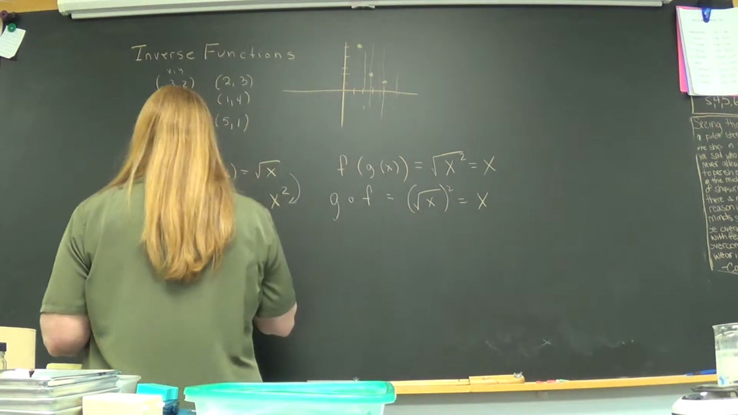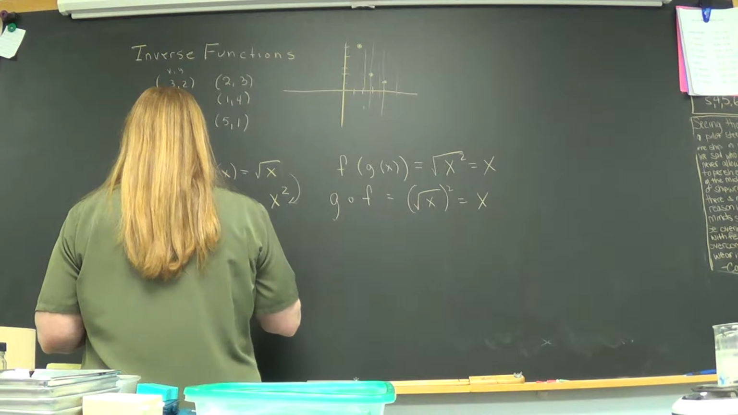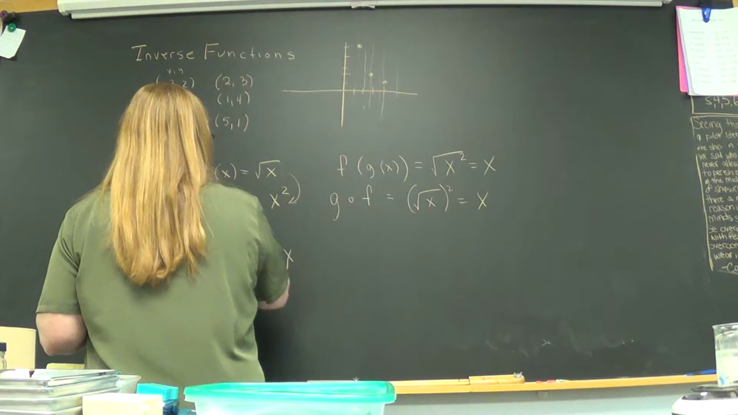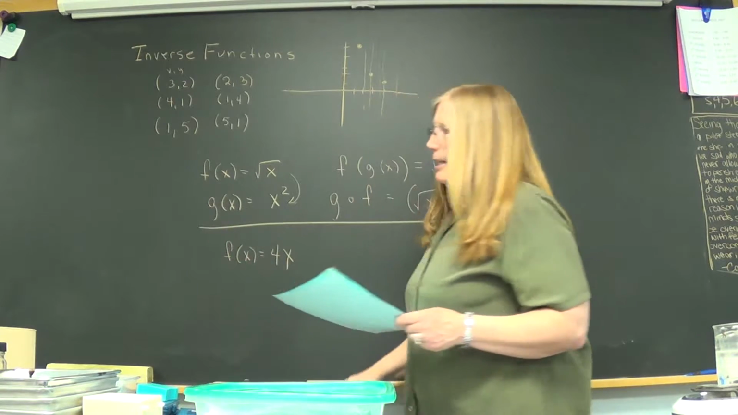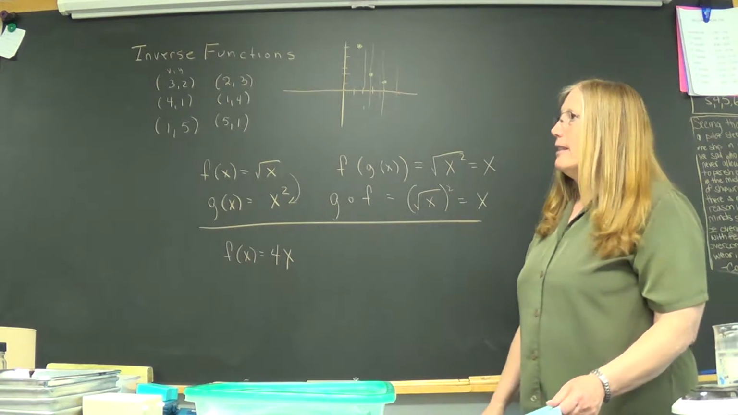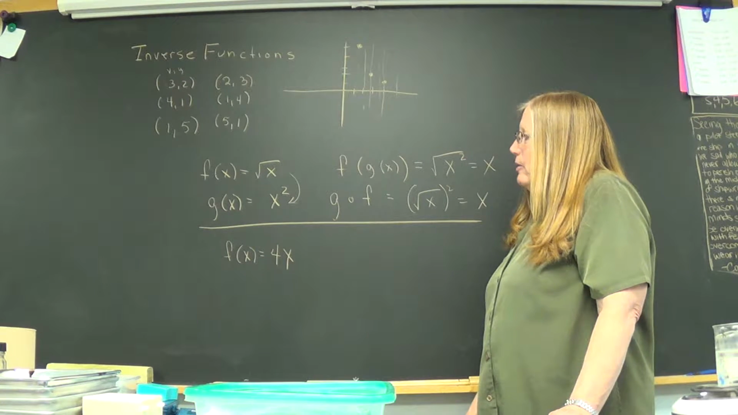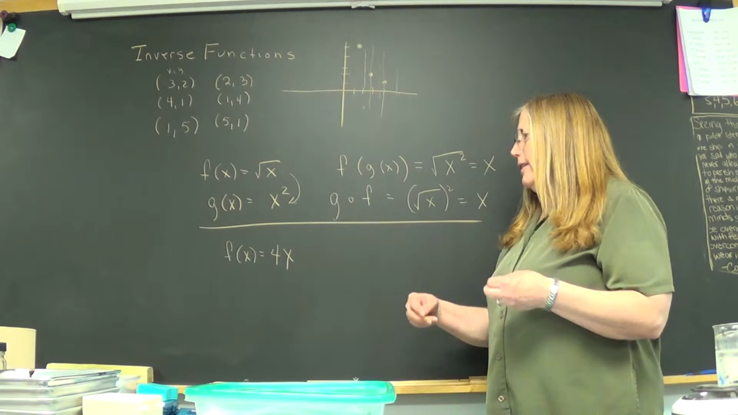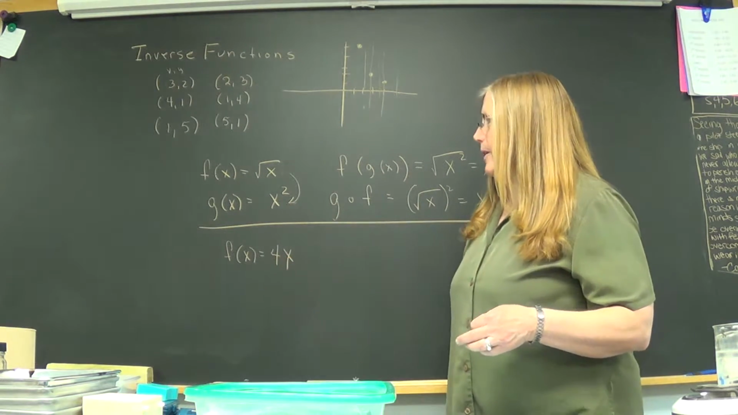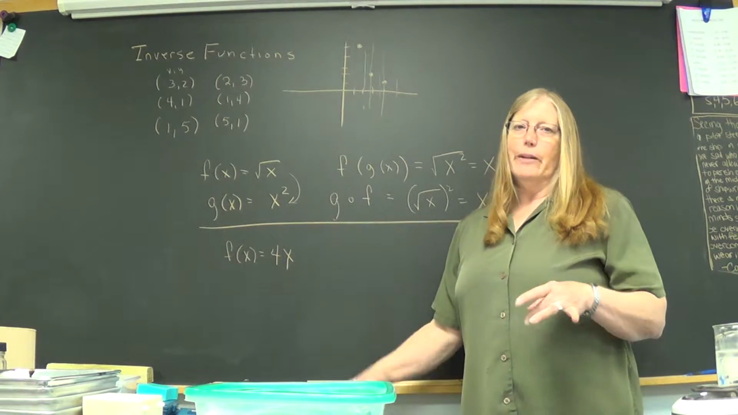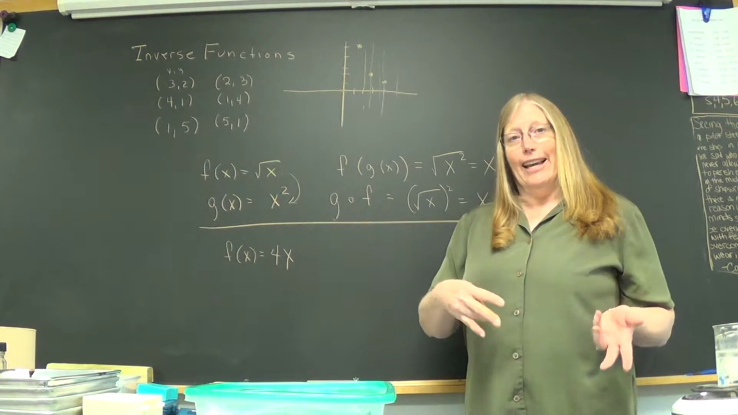Let you try it. F of x equals 4x. So here's our next one. F of x is 4x. So what would undo that? I'm taking everything I put in this f function is multiplied by 4. What function would undo that?